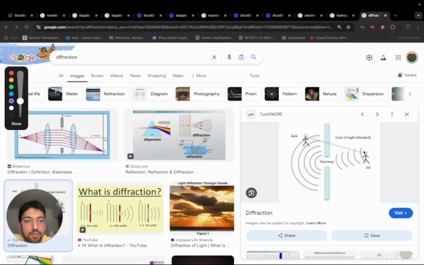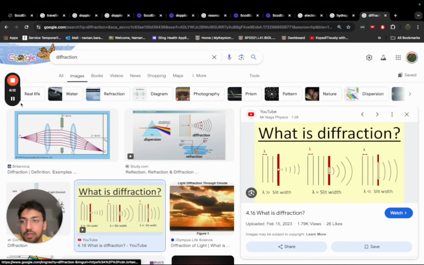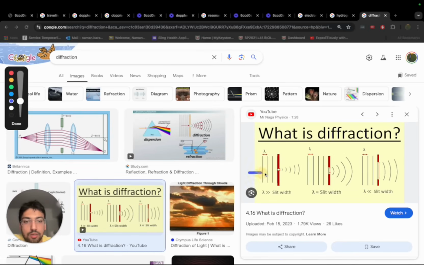You can see that this person has this light, and then this light goes and bends around this slit over here. And I think a better example would be right here. You see these waves coming in this way, but then when it hits the slit, it starts to diffract or bend, and that's what diffraction is. And the larger the slit, the less bending that happens, but the smaller the slit, the more it curves that way.